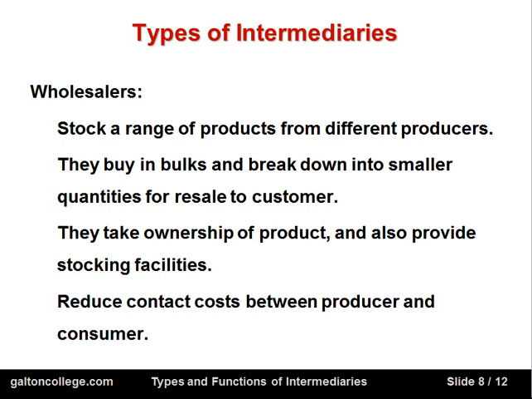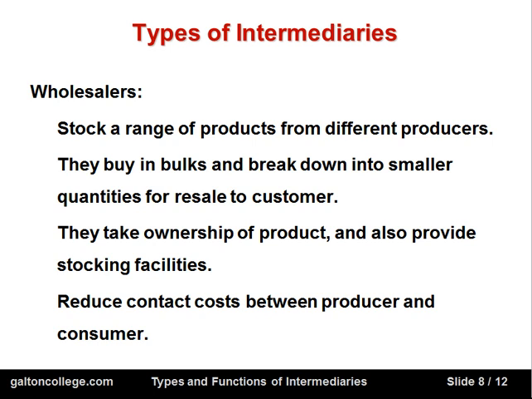Another type of intermediary, and one we're more commonly aware of, is the wholesaler. These stock a wide range of products from different producers. They buy in bulk and break down into smaller quantities for resale to the customer. They take ownership of the product and also provide stocking facilities. They reduce contact costs between producer and consumer.